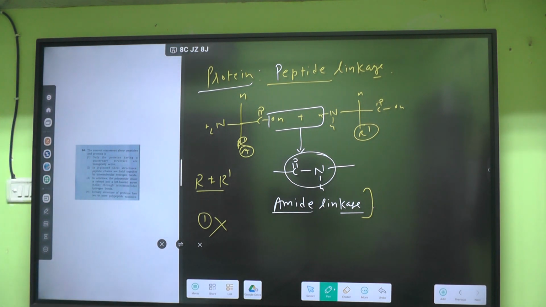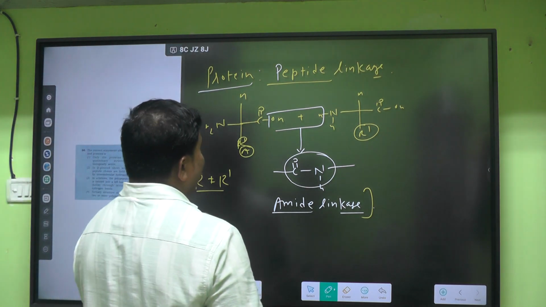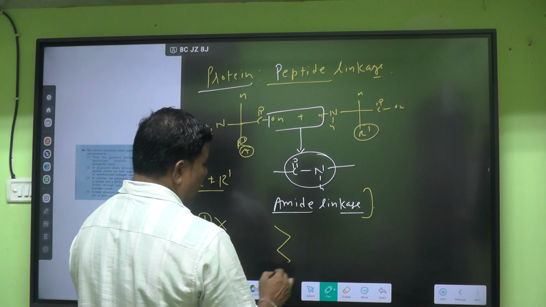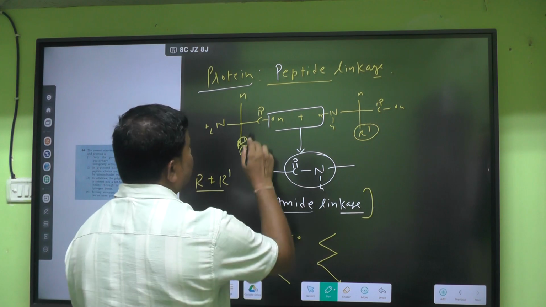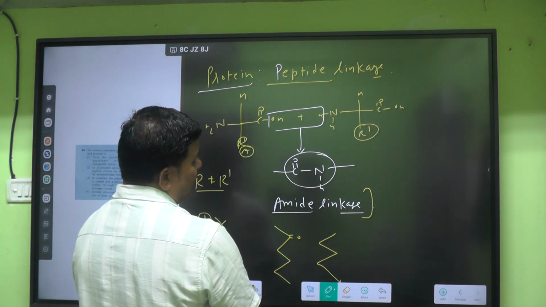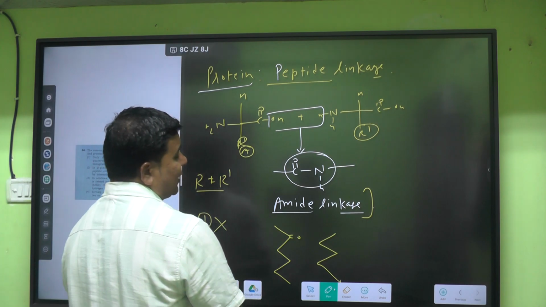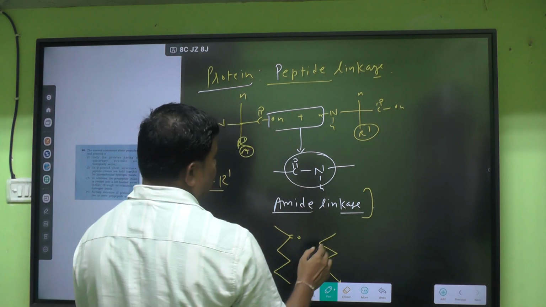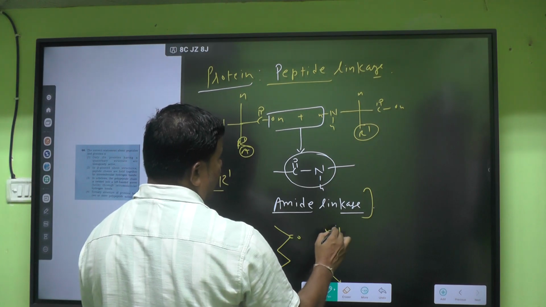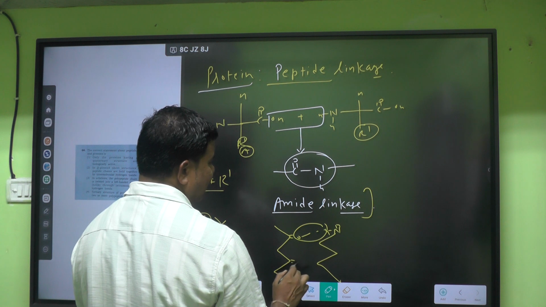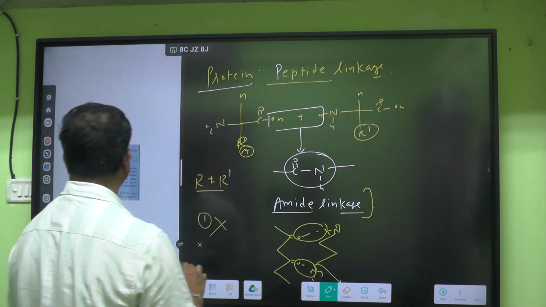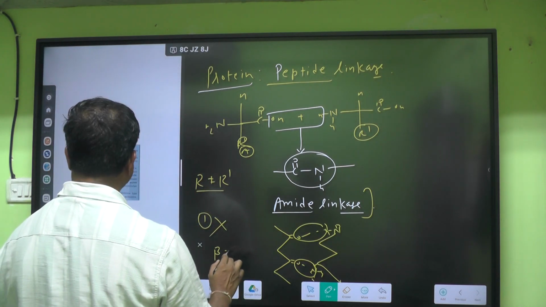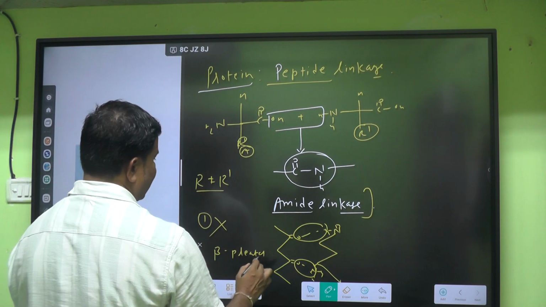Beta pleated sheet structure: peptide chains are held together by intermolecular hydrogen bonding. It's correct. Remember here, in beta pleated structure, a C double bond O is present here, and an NH2 group is also present here. So this can form a hydrogen bond. Again, C double bond O here and NH group present here, so formation of hydrogen bond. So remember, in beta pleated structure, hydrogen bonding is present.